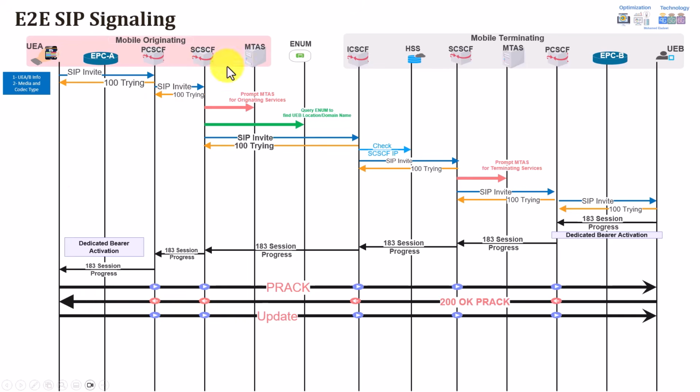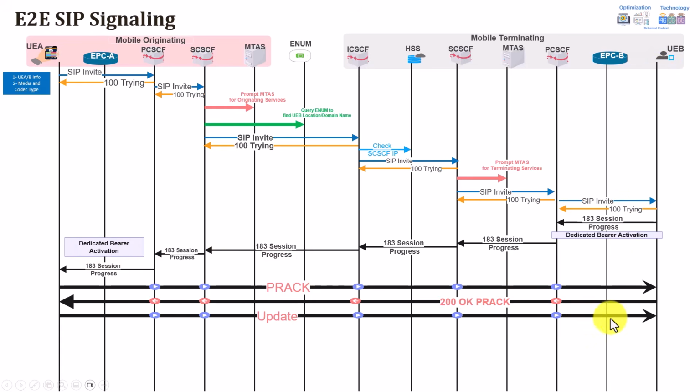Actually, this flow is for the normal flow. Sometimes we assume something called preconditions. Preconditions mean that the terminating user cannot send 180 Ringing until he receives confirmation from the mobile originating that his dedicated bearer or media is now on or active. This information is communicated through the UPDATE message. The UPDATE message tells the mobile terminating: yes, the media is now active for the mobile originating, so you can now initiate the 180 Ringing.